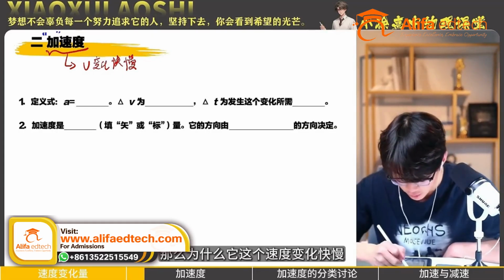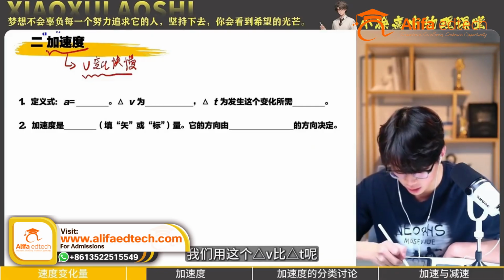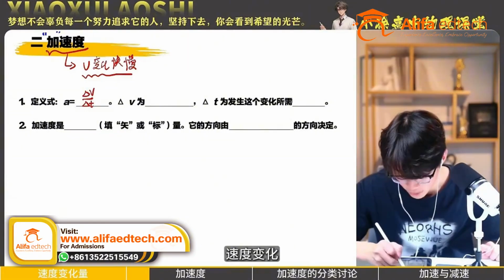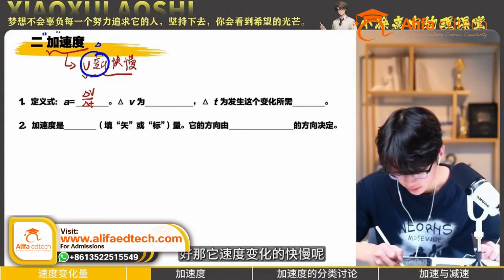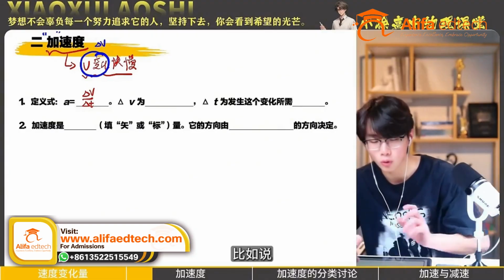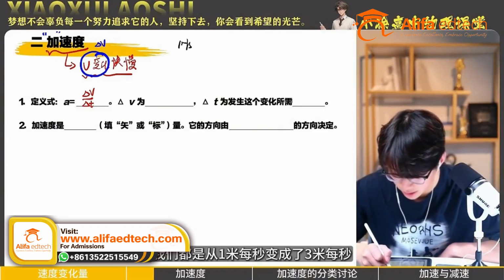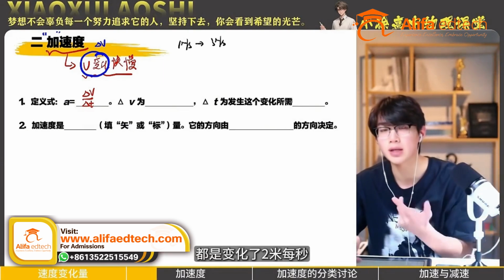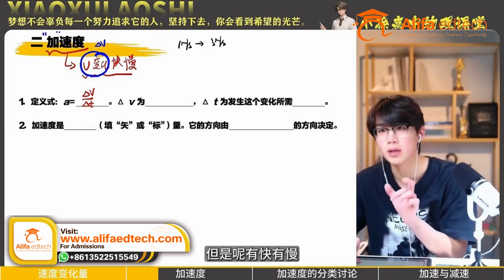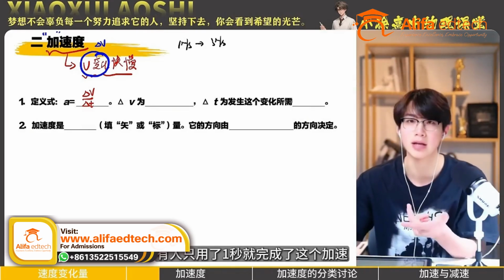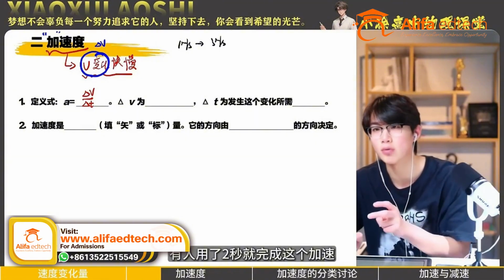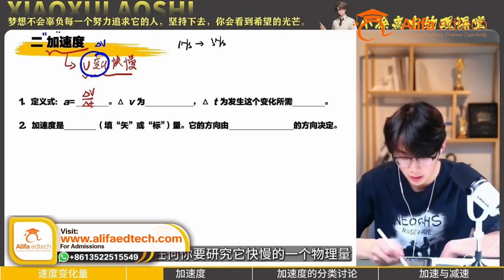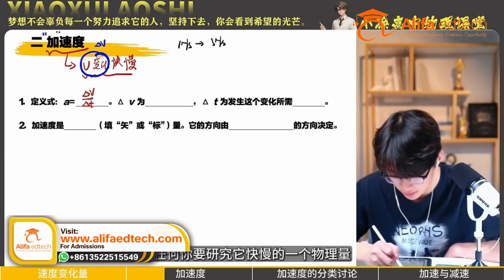So why do we use delta V over delta T for how fast the velocity changes? Let's think about it this way. The change in velocity is delta V. So how fast does the velocity change? For example, we all go from 1 meter per second to 3 meters per second. The change in velocity is the same, a change of 2 meters per second, but some are fast and some are slow. Someone might complete this in just 1 second, while another takes 2 seconds, so we have to divide by time to get how fast it changes. For any physical quantity where you want to study how fast it changes, you have to divide by time.